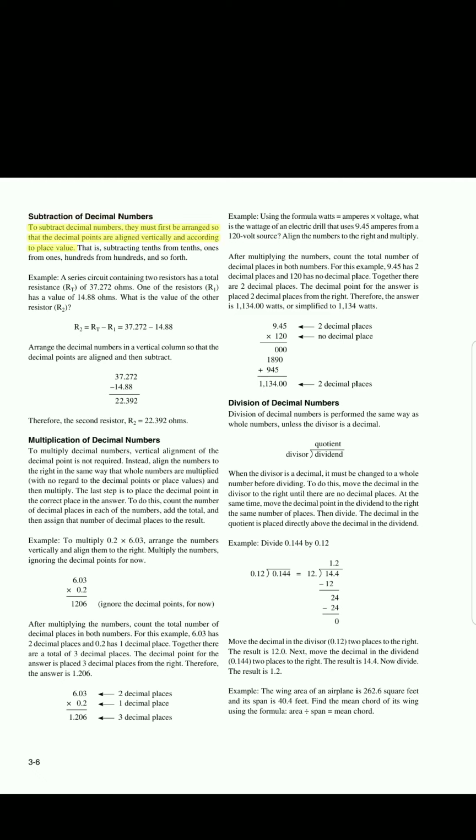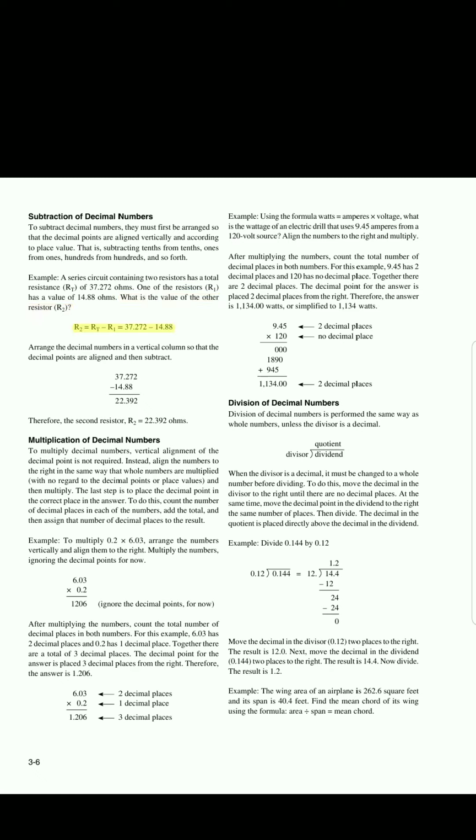To subtract decimal numbers, they must first be arranged so that the decimal points are aligned vertically and according to place value. That is, subtracting tenths from tenths, ones from ones, hundreds from hundreds, and so forth. Example. A series circuit containing two resistors has a total resistance, RT, of 37.272 ohms. One of the resistors, R1, has a value of 14.88 ohms.